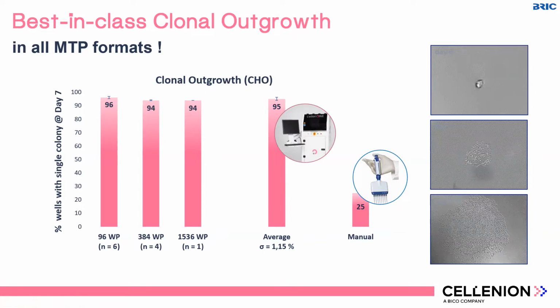Unlike FACS, we don't put any stress on the cells because we are using this acoustic wave for generation of the droplets. And this ensures that you maintain very high viability of your clone. On average, 95% clonal outgrowth. If you were to do that by manual pipetting, at best, you would have 25% of wells containing a single cell, but within those wells, you will probably have some wells containing multiple cells.